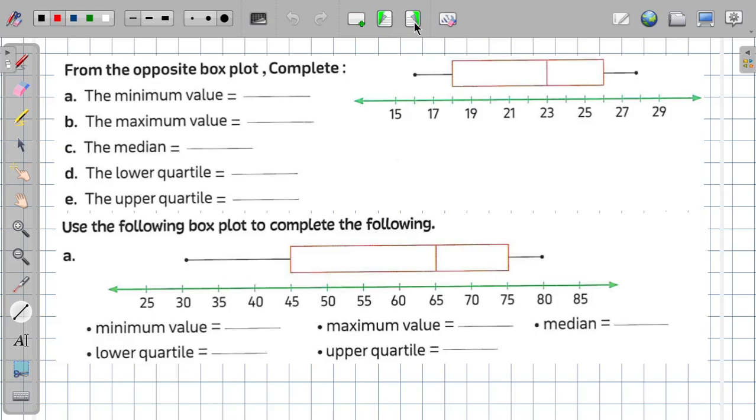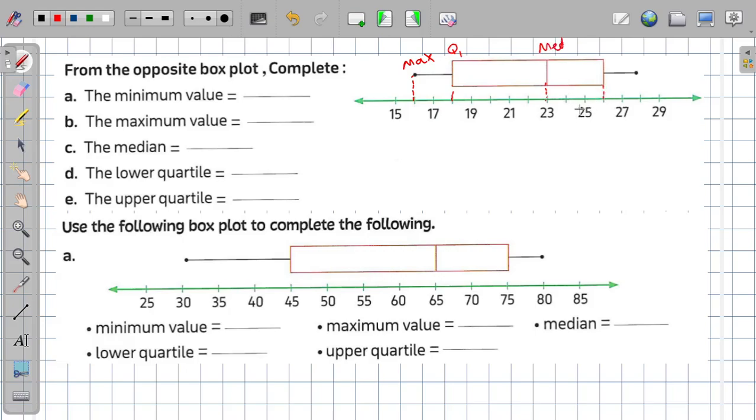Next, we have the box plot drawn in front of us, and we want to find the 5 number summary for the data set. Okay, so the first point here is the minimum value. The first line right here is Q1. The second line right here is the median.